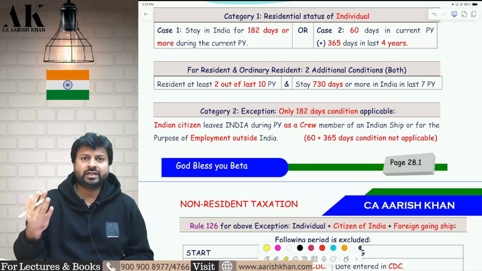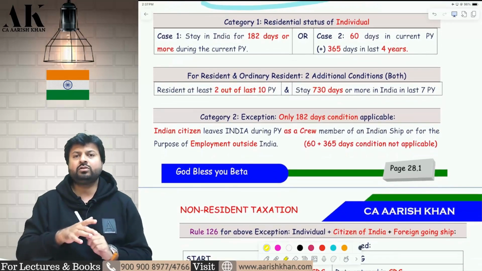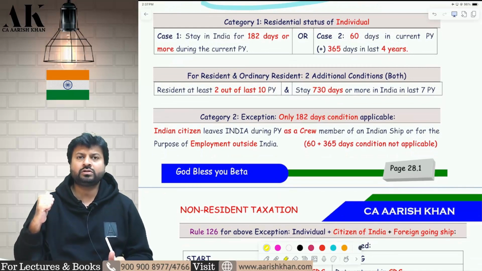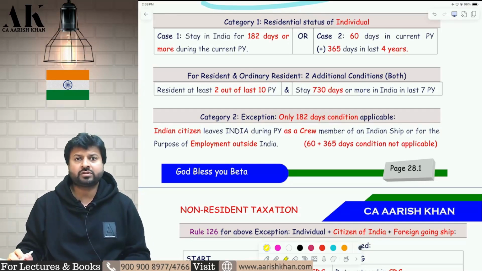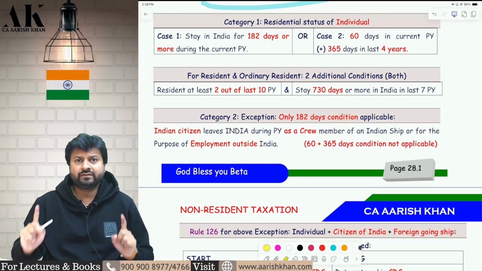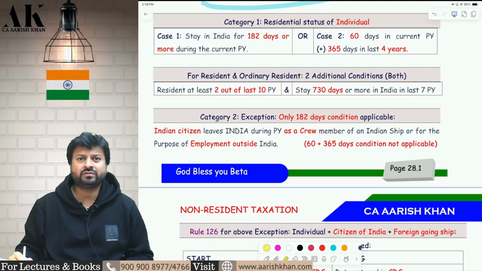From here you can see your real chapter starts. Residential status has to be determined for different persons. We need to know the residential status of an individual, of a company, of HUF, LLP, AOP, BOI, everybody. First, we will talk about the individual because that is the biggest and one of the most important. Individual residential status and company's residential status are important for your exam. Rest of them are not that important for your exams.